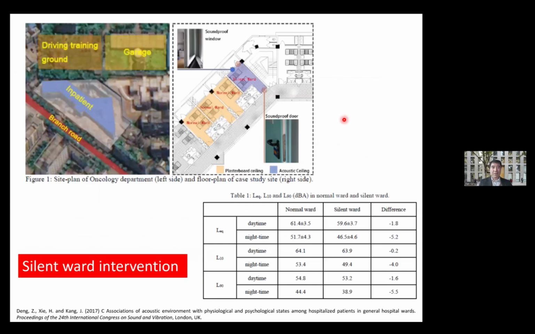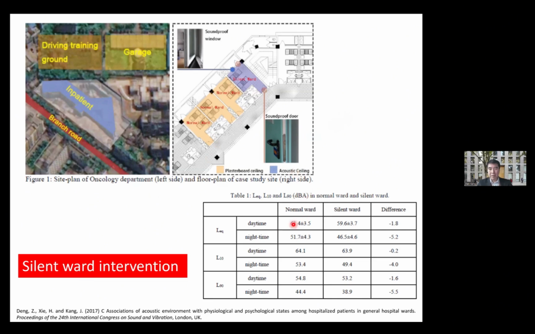So only knowing the difference, knowing how bad it is, is not enough, because we are designers and engineers. We need to think about how we can improve it. So we did a silent ward intervention. In the hospital, we installed some sound treatment, like sealing the door better, and also having acoustic ceilings to reduce the noise disturbance and also reduce reverberation time.